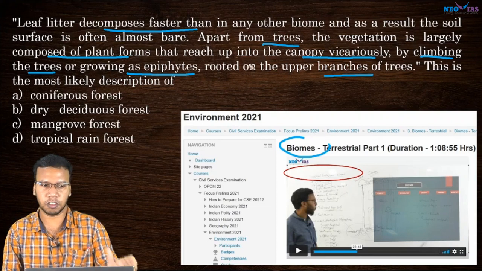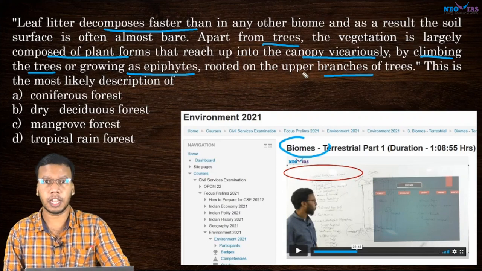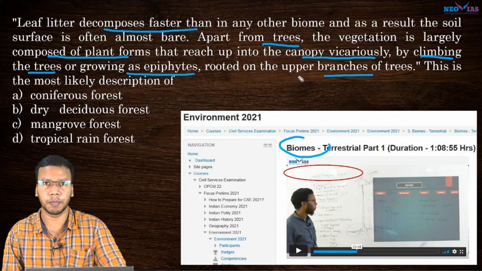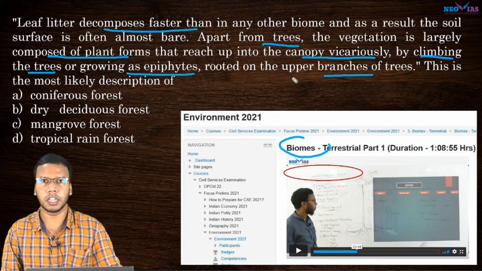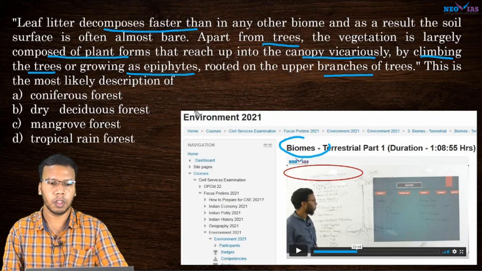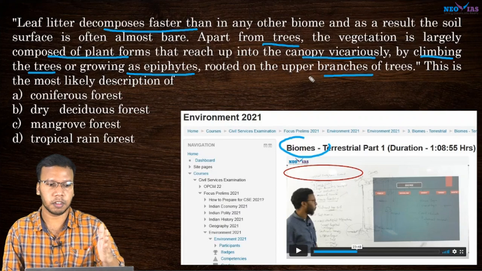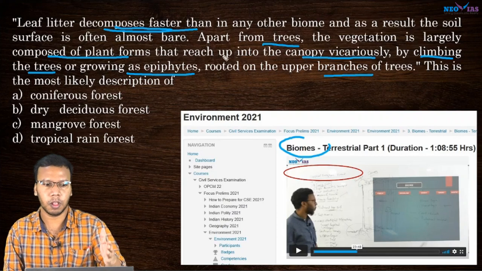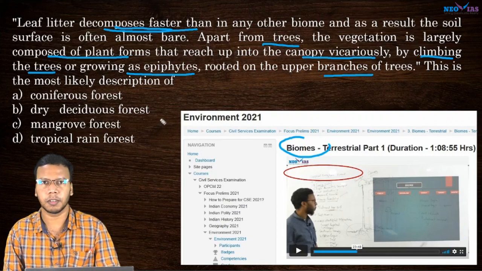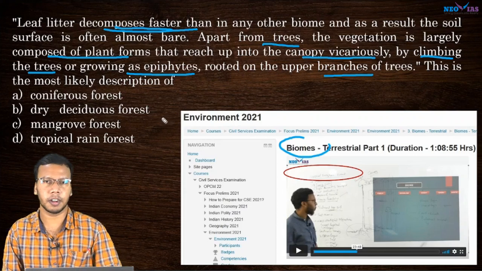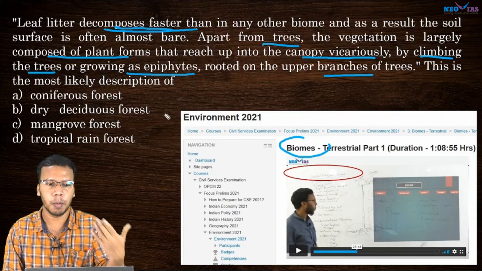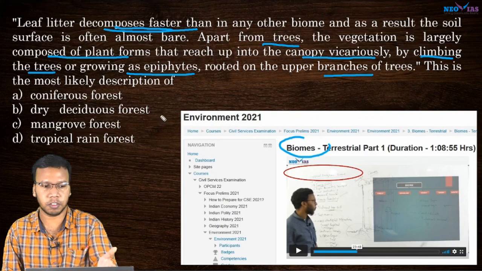Here, all these features mentioned are the features of tropical rainforest. We know that tropical rainforest is found in the tropical region, and in the tropical region we have warmer conditions and more rainfall also, right? When we have warmer conditions, there will be more bacterial activity. We know that bacteria are the main decomposers, right? So in the tropical region, we have faster decomposition. Tropical rainforest has more decomposition because it is found in the tropical region, where we have warm and moist conditions. That was one feature of tropical rainforest.